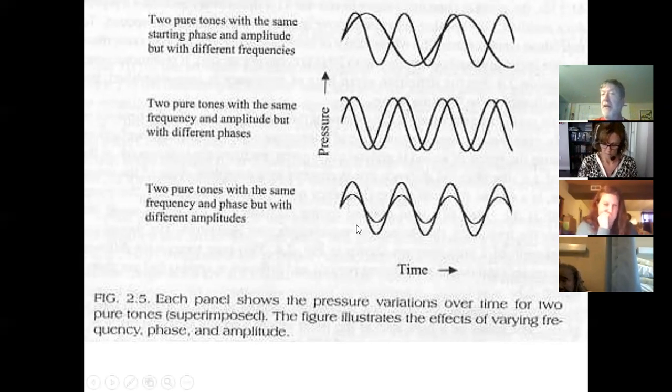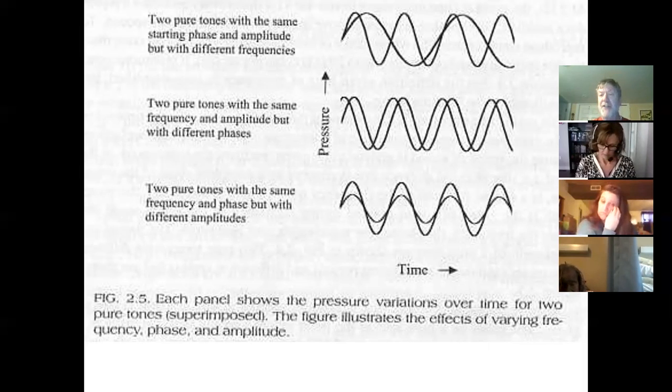Look at the bottom pair. Do you see the same amount of bumps? Yeah, I do. What's different about these? Are they different in phase? No, they're just different in intensity. One's softer than the other.